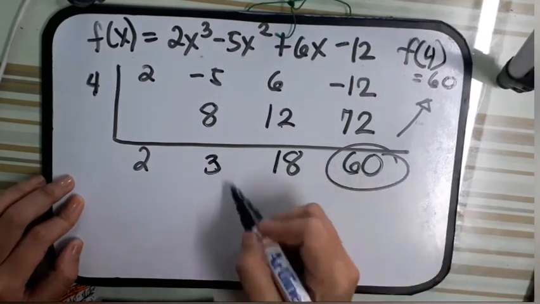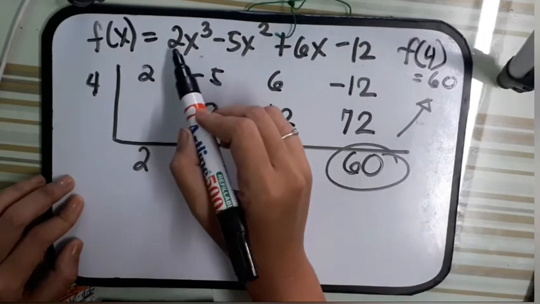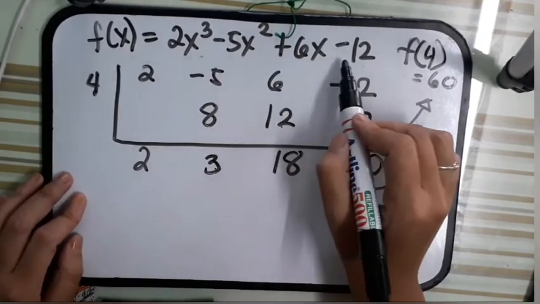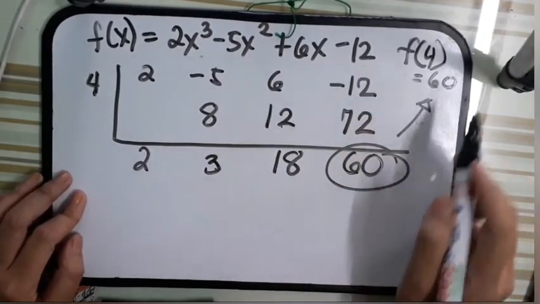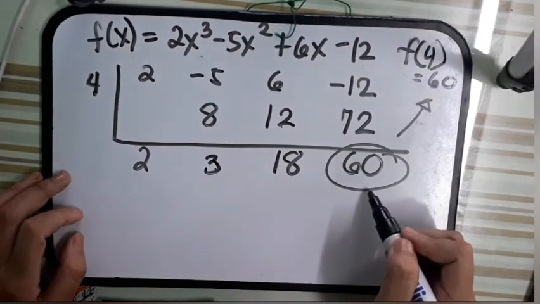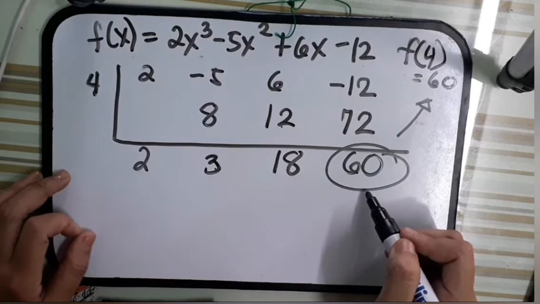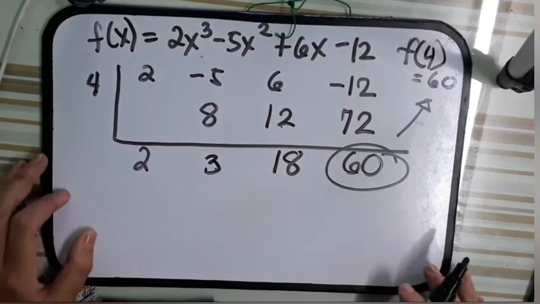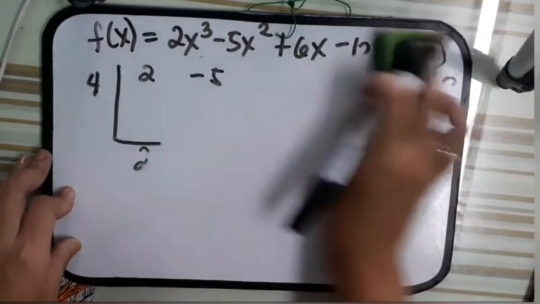The remainder of the function f of x equals 2x cubed minus 5x squared plus 6x minus 12 is equal to 60. So this is our final answer. That's the basic idea behind the remainder theorem. Now let's have another example.